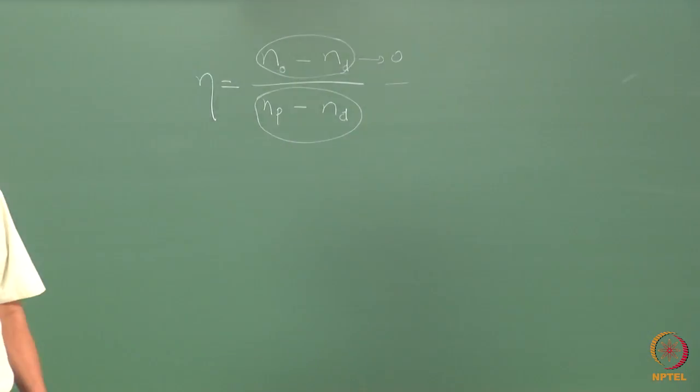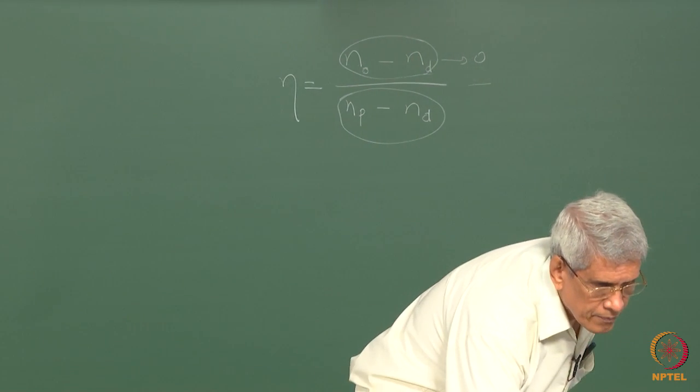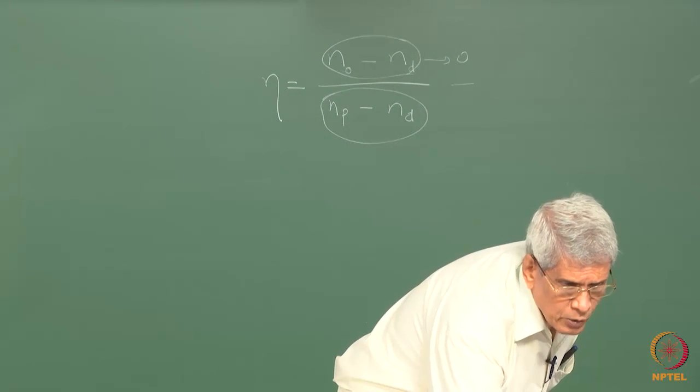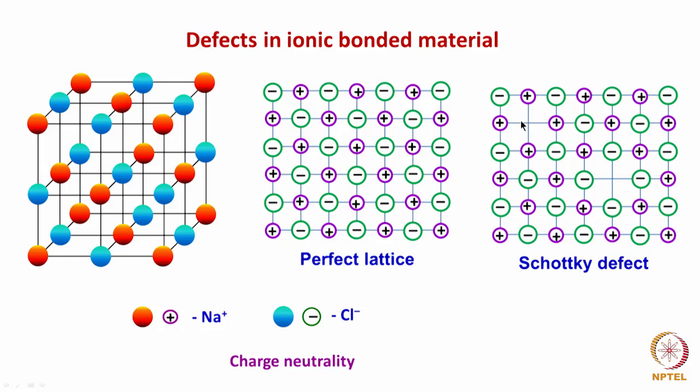So if we produce a vacancy in this particular site where that anion is missing, then we should create a vacancy of a cation also in the lattice, so that the charge neutrality is maintained. So to maintain charge neutrality when point defects are produced, both cations and anions have to be produced in equal concentration in the material. These types of defects are called Schottky defects.